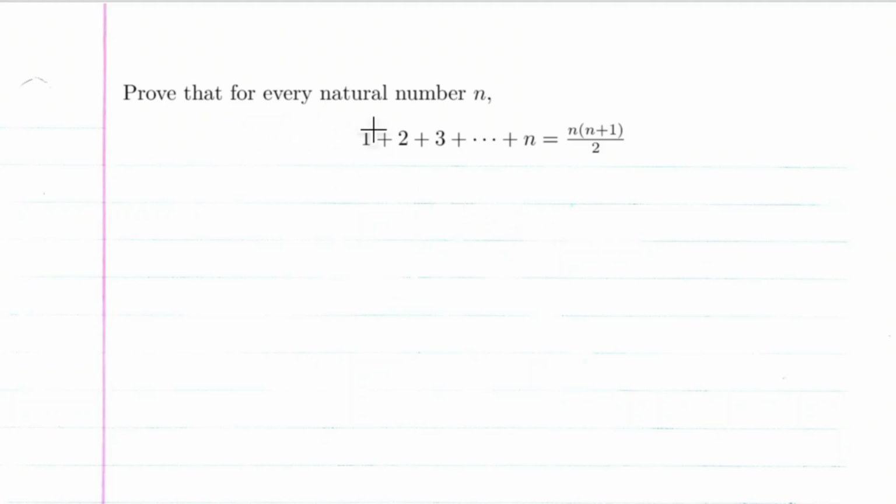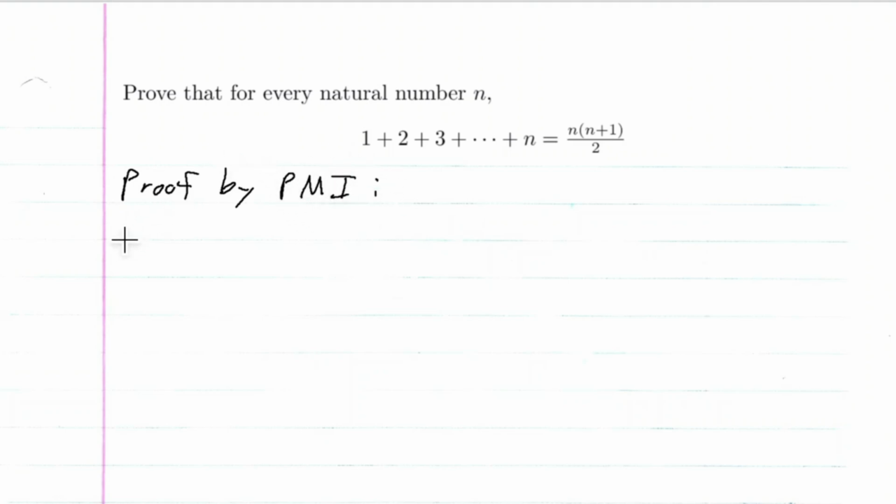Okay, so we're going to prove that for every natural number n, 1 plus 2 plus 3 plus dot dot dot plus n is equal to n times n plus 1 over 2. And we're going to prove this using the principle of mathematical induction technique. Okay, so we're going to state that. So prove by PMI, principle of mathematical induction.